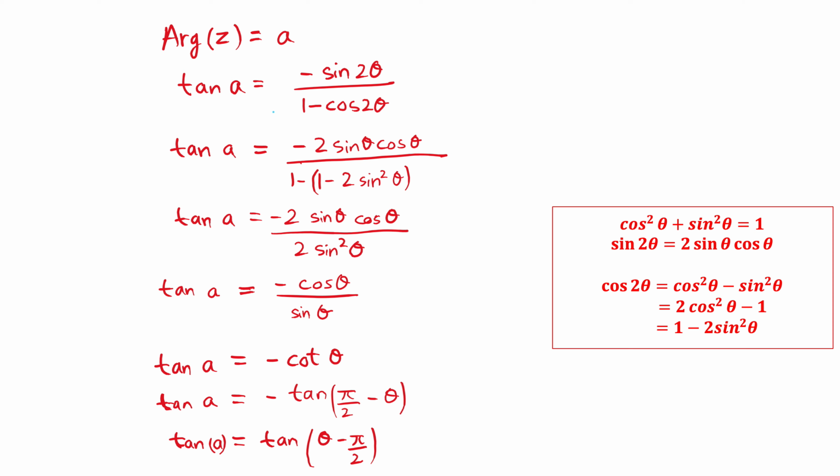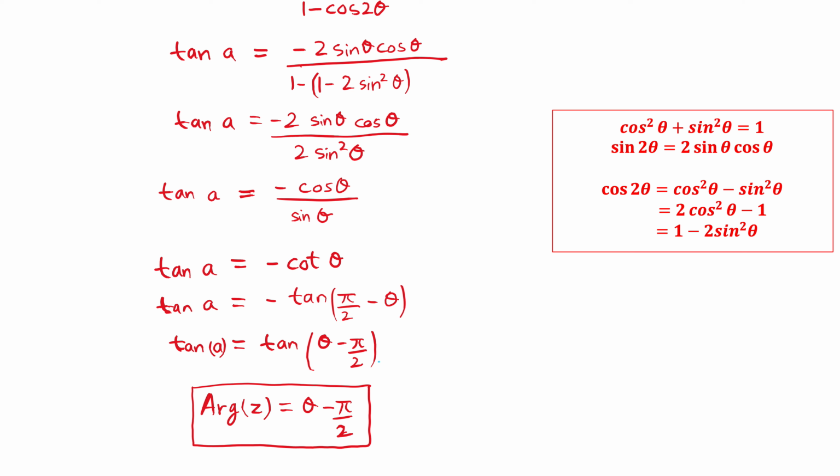So from here I can use the double angle identity for sine and write this as negative 2 sin theta cos theta, and I can replace cos 2 theta with 1 minus 2 sin squared theta using this identity. So from here the numerator stays as it is, and 1 minus 1 cancel, and negative times negative makes it positive 2 sin squared theta. From here the 2's cancel out and one of the sin theta cancels, so we are left with negative cos theta upon sin theta, which is equal to negative cot theta.